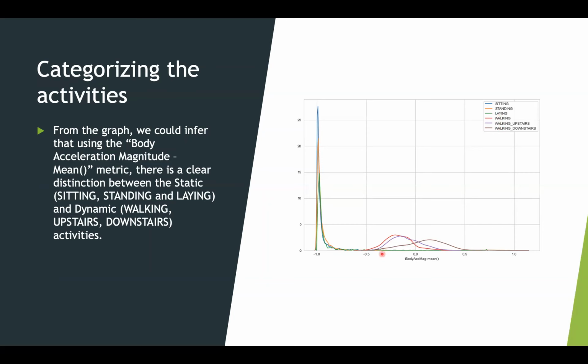Based on iterating over all the variables, we were able to see that the T-body accelerometer magnitude mean is one such feature which helped us clearly distinguish between the static as well as the dynamic activity. We could see that anything less than 0.5 can be classified as static activity, and anything more than 0.5 can be dynamic activity. So here you could see what is the static set of activities and what is the dynamic set of activities.